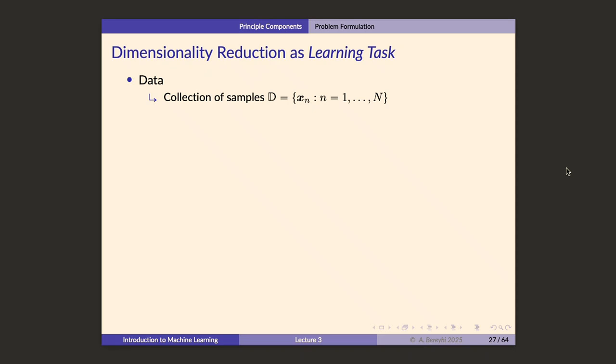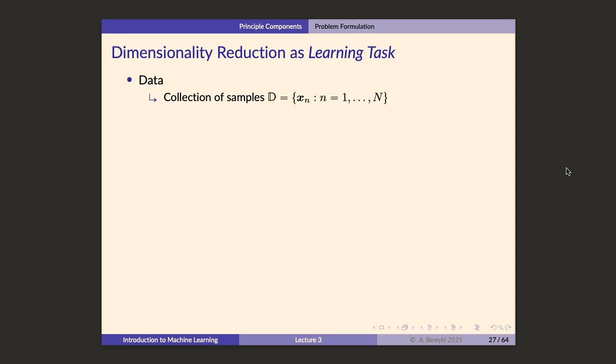So, shall we go on? Now, let's look at the dimensionality reduction problem as a kind of learning task. If you have a learning task, we have three major components. The first one is data, the second one is the model, and the third one is the algorithm, which is just getting the data and specifying the model.